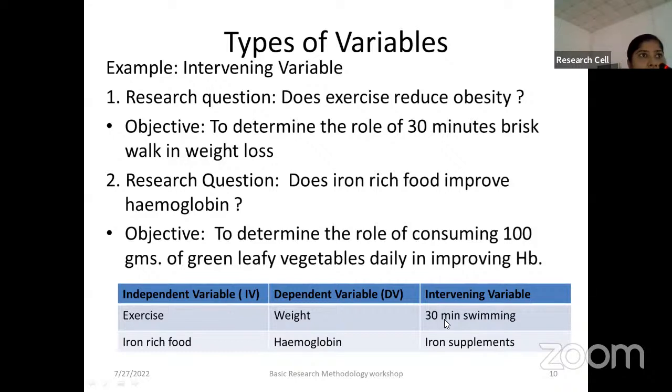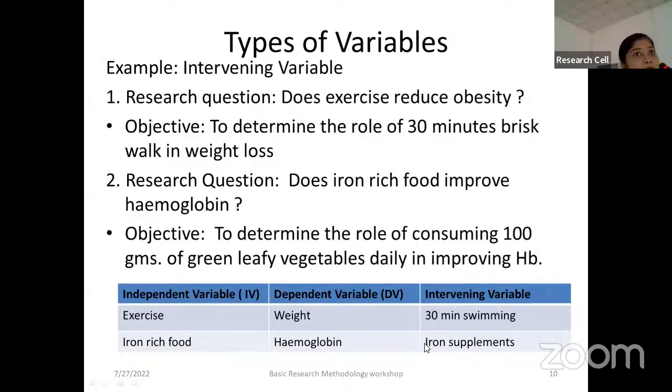So although exercise is going to do that, a 30 minutes walk is going to do that, if the person is also doing swimming for 30 minutes, that would also have the same effect. Correct? So this would be the intervening variable, which should be kept in mind while planning our study. Next research question, we take the same example. Does iron-rich food improve hemoglobin? The objective was to determine the role of consuming 100 grams of green leafy vegetables daily in improving HB. So here we have the independent variable, that is iron-rich food, and the dependent would be hemoglobin. To this, the intervening variable would be maybe the person is taking some iron supplements. So that intervenes in improving the hemoglobin levels.